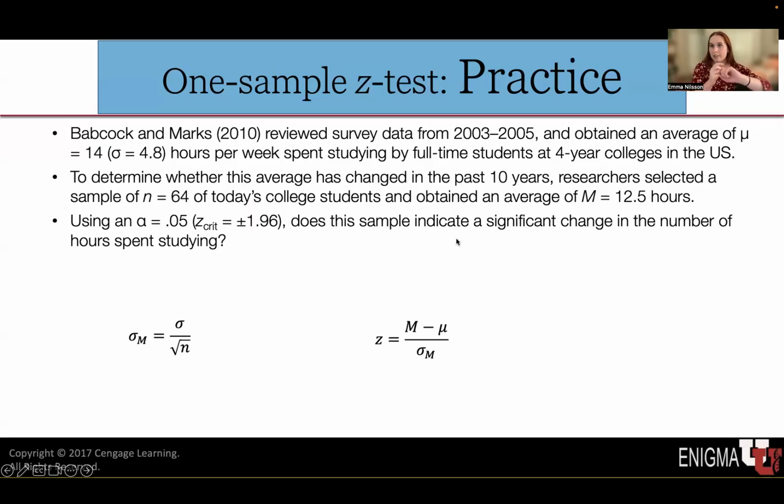So remember, go through our steps. Make your hypotheses, write them out. Calculate your test statistic, your standard error, and your z statistic, and then compare it to your z critical value and make a decision. Okay, take a pause, and I'm going to take a drink of water, and we will come back in one moment.